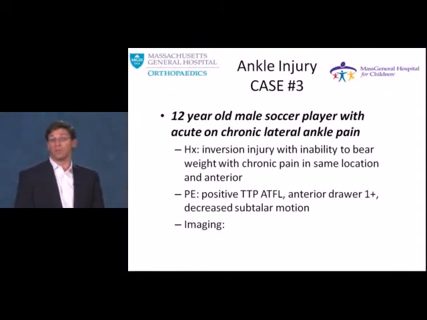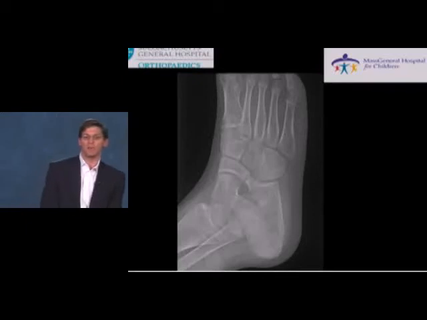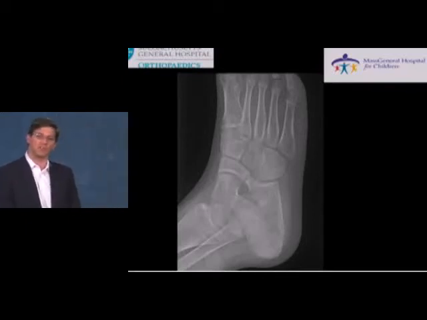On physical exam, he is positive with tenderness to palpation on the ATFL. He has an increased anterior drawer of 1+ in comparison to his other side, but also decreased subtalar motion. This is simply a shucking of the calcaneus and talus to see if there is motion, and once again, this is in comparison to the other side. His imaging shows what appears to be beaking of the calcaneus in relation to the navicular.